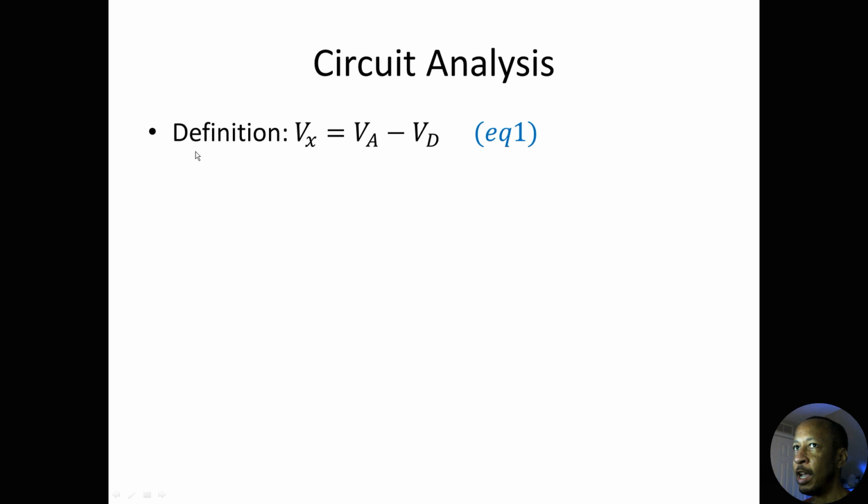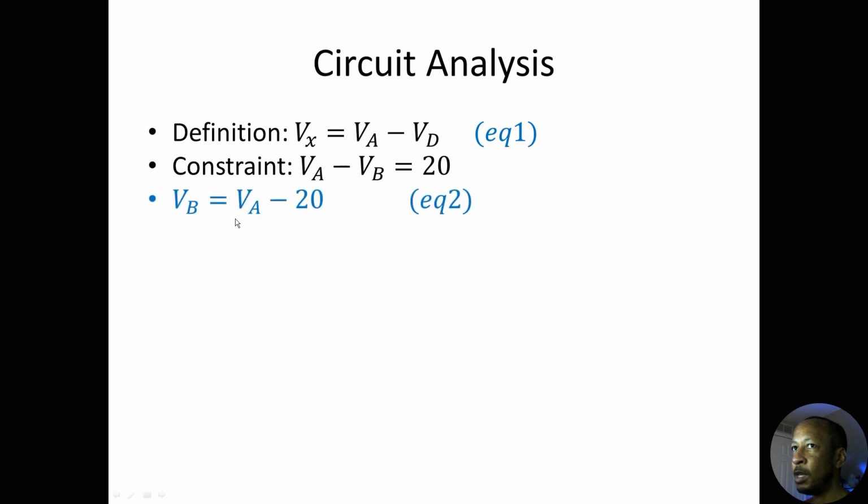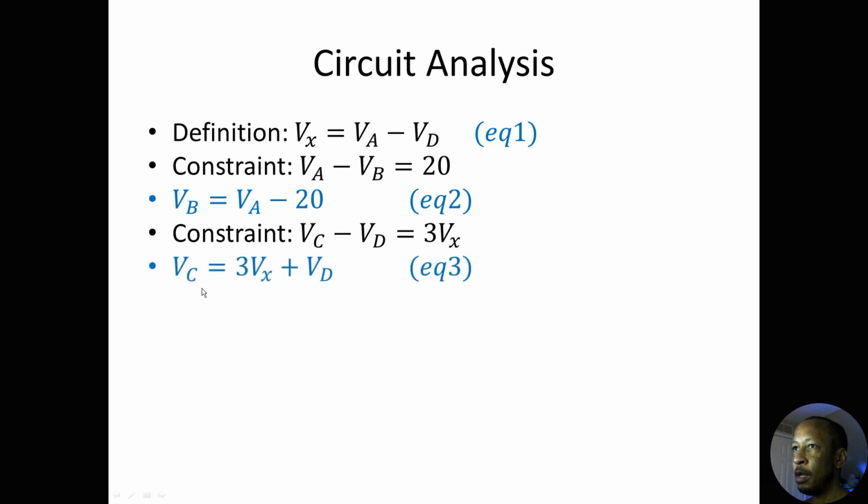So I have a definition first here, and it's Vx equals VA minus VD. That's equation 1. Then I have a constraint of VA minus VB equals 20. Then I have VB equals VA minus 20. That's equation 2. Then I have a constraint of VC minus VD equals 3Vx. Next, that gives me VC equals 3Vx plus VD, which is equation 3.